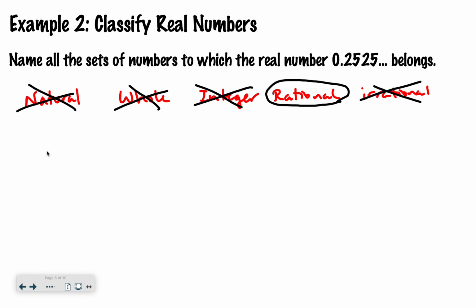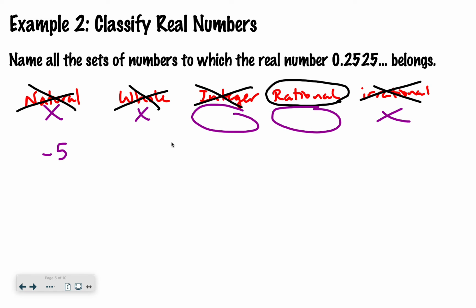What if I give you a number like, let's say negative 5? That would not be a natural number because natural numbers don't have negatives. It's not a whole number because whole numbers don't have negatives, but it would be an integer, and it would also be rational. It would not be irrational.